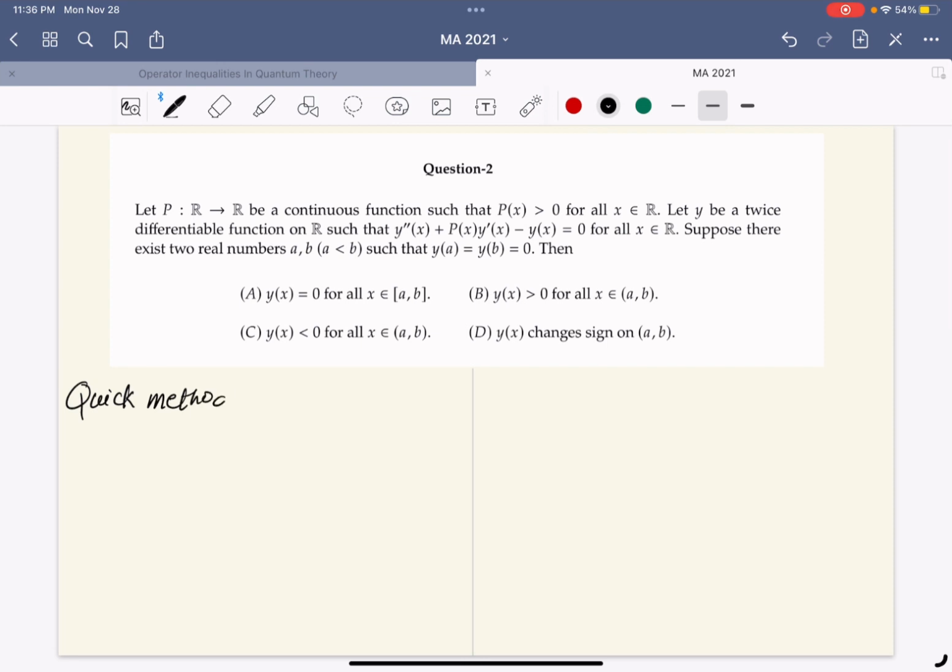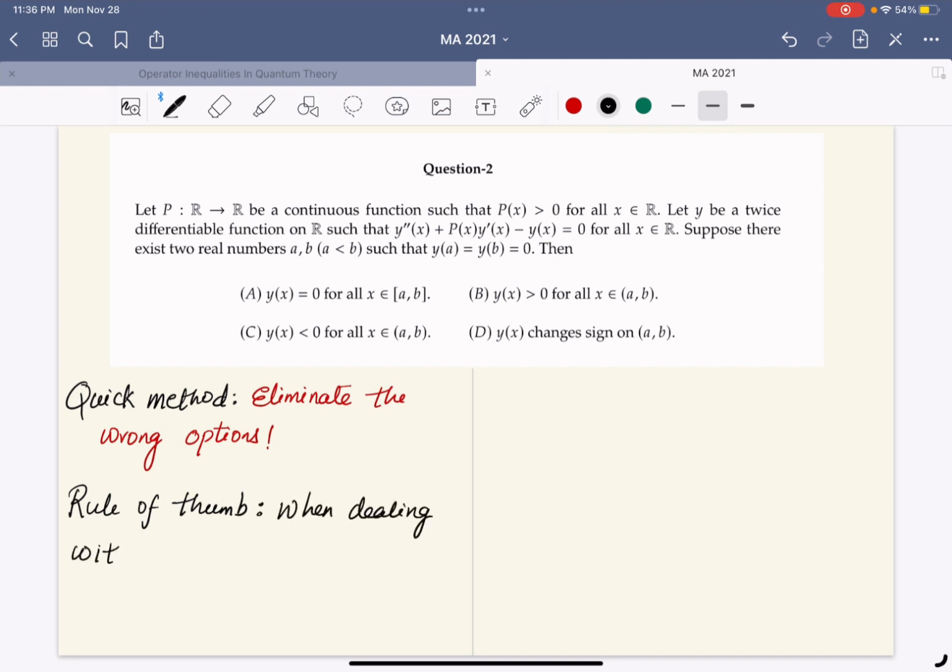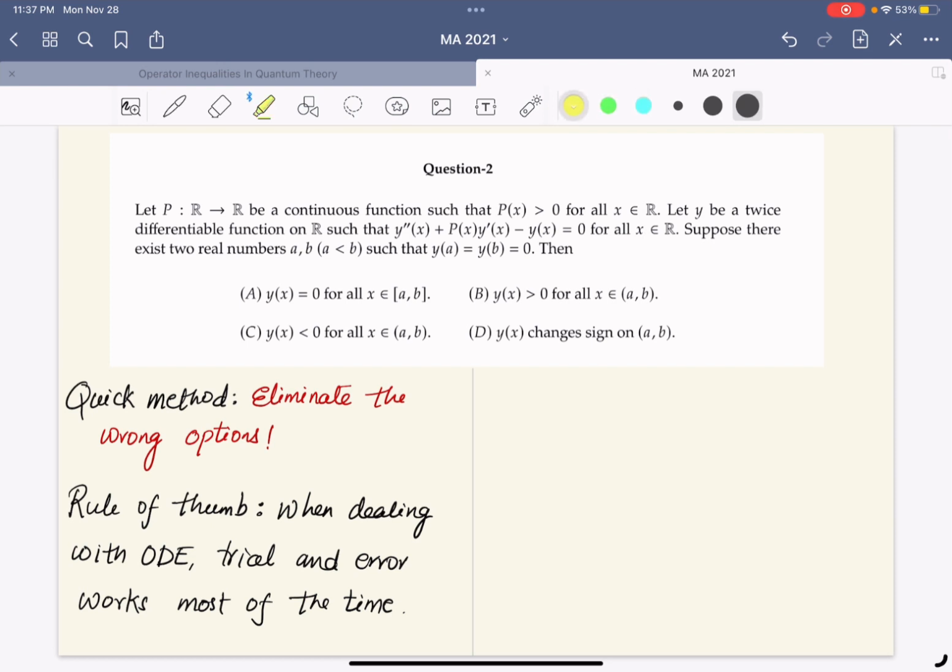First, what you do is apply what I call the quick method. In this method, you eliminate the wrong options, and if you're lucky, you will be left with the correct option. Now, in this problem, we have a differential equation. Here is a rule of thumb for differential equation. When dealing with ODE, you try to guess the solution for the ODE. This works most of the time. So the keyword to remember here is whenever ODE, you do trial and error.